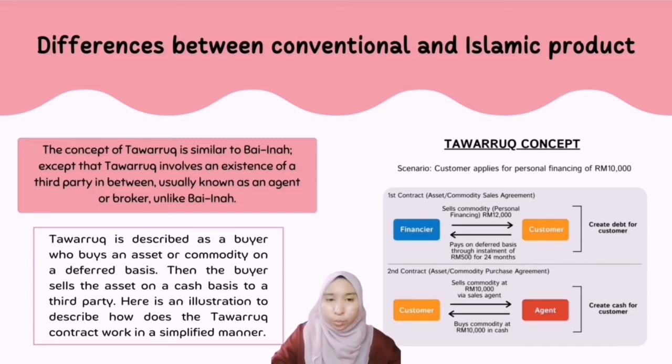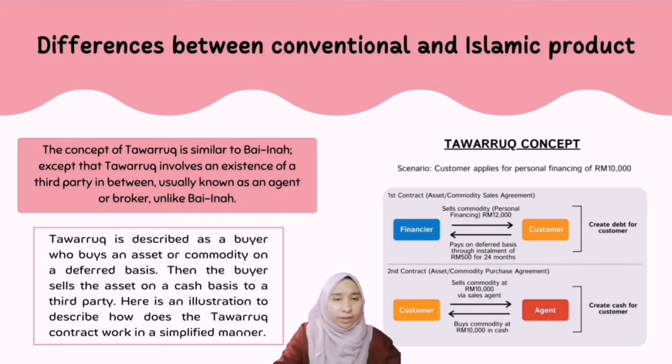The customer wants to apply for personal financing of 10,000, similar to bai'inah. There are two contracts involved. In the first contract, the financier sells the commodity at 12,000 to the customer. The customer will pay for the commodity on a deferred basis through installments of 500 for 24 months. In the second contract, the customer then sells the commodity at 10,000 through a sale agent appointed by the financier. The agent buys the commodity at 10,000 in cash, and the customer obtains the cash as the financing.